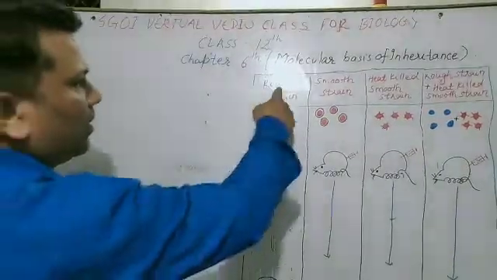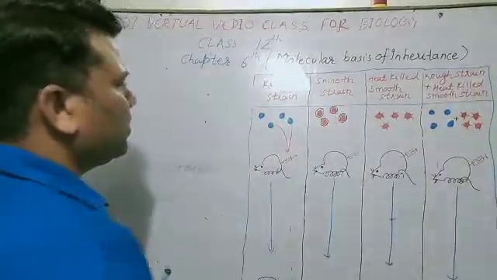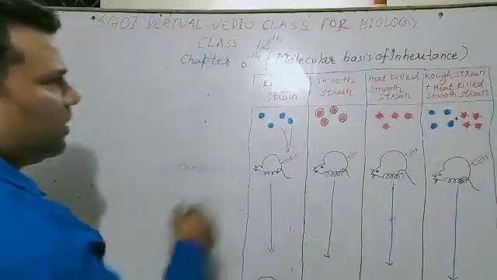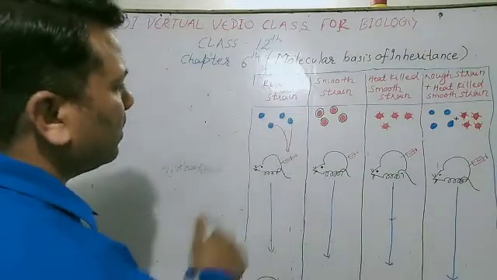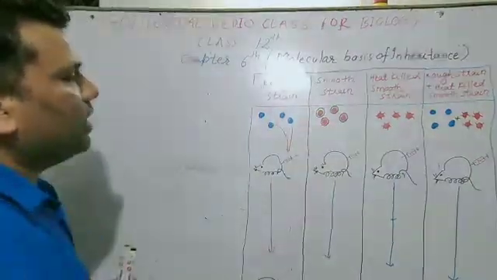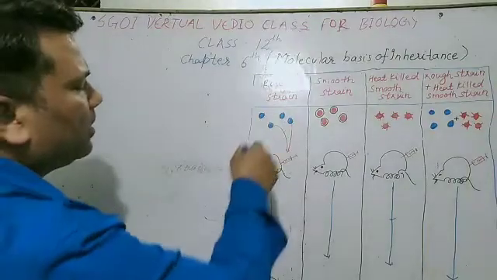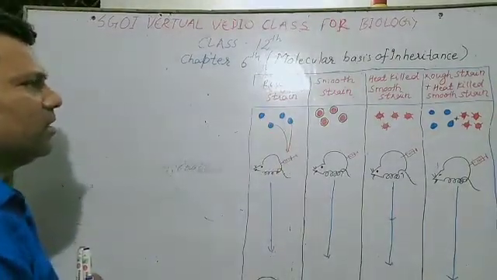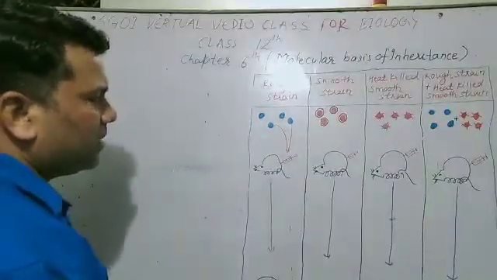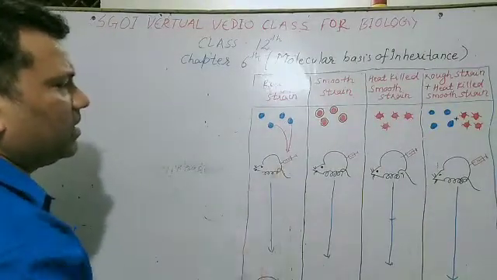This is called rough strain and this is called smooth strain. Smooth strain is virulent in nature and rough strain is non-virulent in nature. It means that the smooth strain causes disease in the mice.